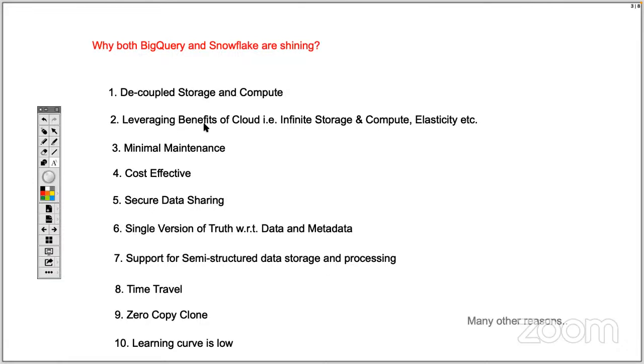Then the second thing is we are able to leverage the benefits of cloud, because both are cloud related technologies. BigQuery is primarily running on GCP, if you ignore BigQuery Omni. And then we have Snowflake, which can run on different cloud providers, specifically the three main cloud providers, GCP, Azure, and AWS. So you can say leveraging cloud. That means cloud provides us infinite storage and compute, and the elasticity that we can get from cloud. So these are some of the benefits of having cloud-based modern data warehouses.